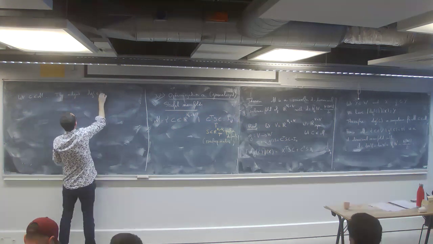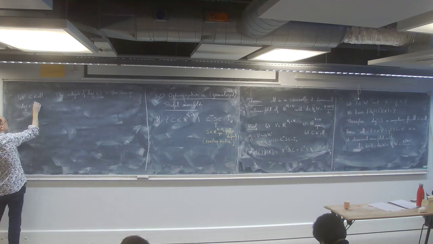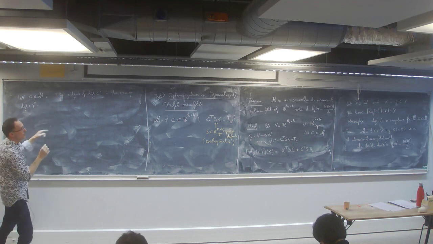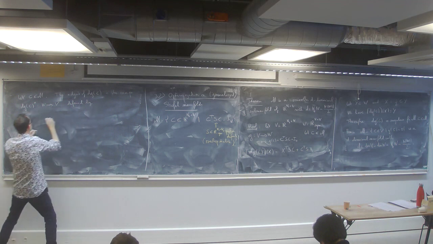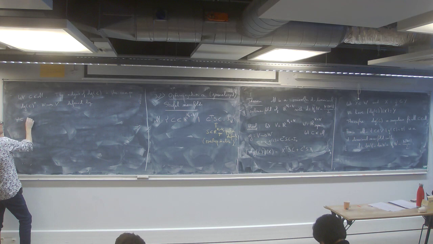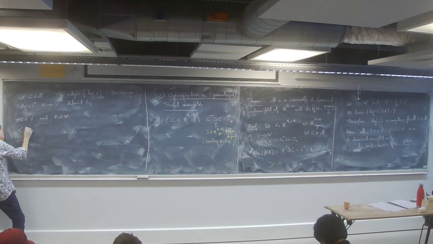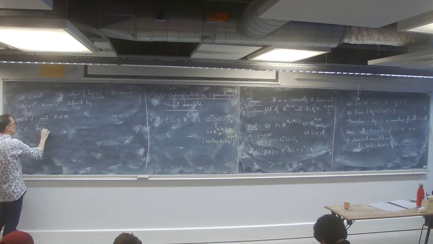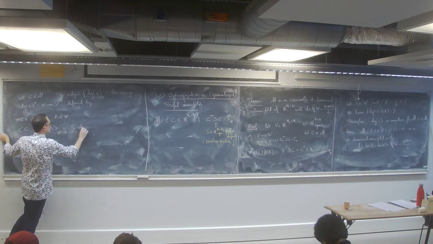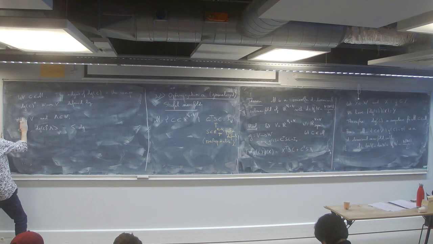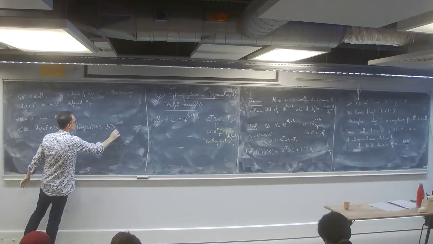The adjoint of DGC is the map DGC star. So this is a map from W to V, defined by, so for all X in V, and let's call it lambda in W, the inner product in V of X with DGC star lambda is equal to the inner product in W of DGC X with lambda.